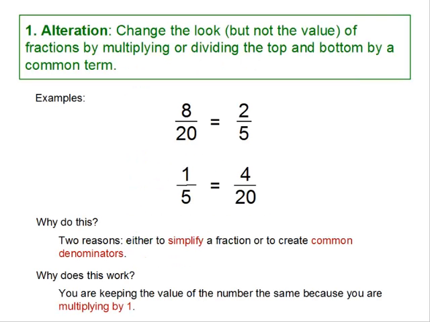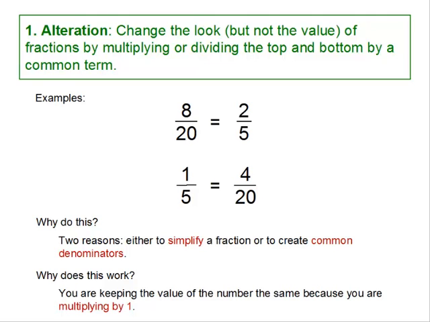So alteration is changing the appearance of a fraction without changing the value. And you do this by operating the same on both the top and the bottom, multiplying or dividing by the same number. So 8 over 20 reduces to 2 over 5, and that's done by dividing both the top and the bottom number by 4. We've done the opposite move on that second one, right? We multiplied the top and the bottom both by 4.